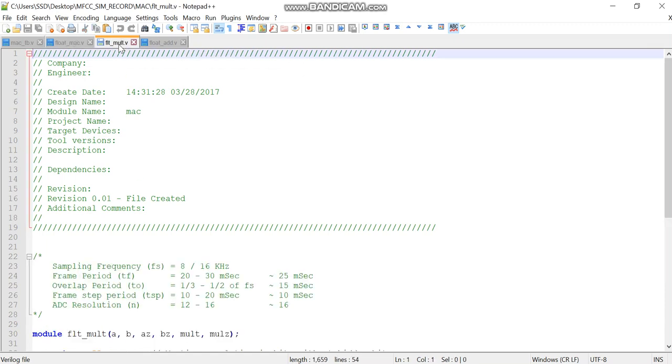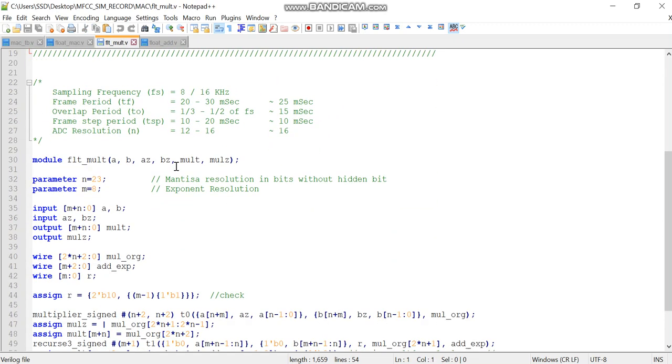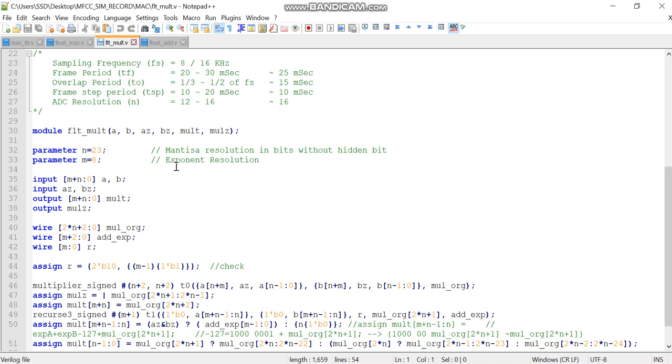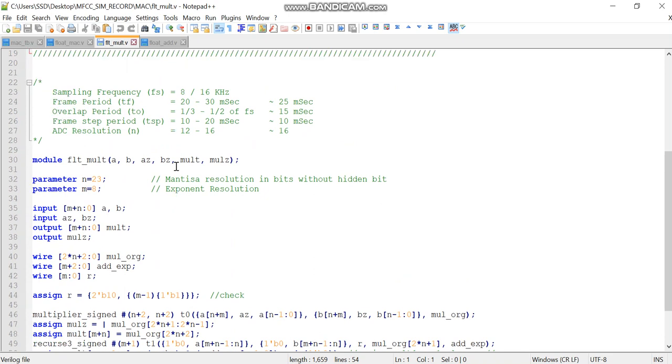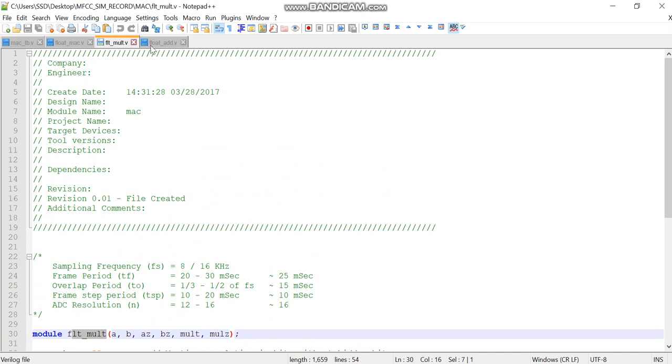The design of a floating point multiplier is basically two steps: the exponent equalization or normalization, and then the mantissa multiplication. multiplier_signed is an integer multiplication module which is designed based on the Wallace tree structure. And recurse3_signed is an adder cum subtractor module which is designed based on a prefix adder. This float_mult is the module which does floating point multiplication.